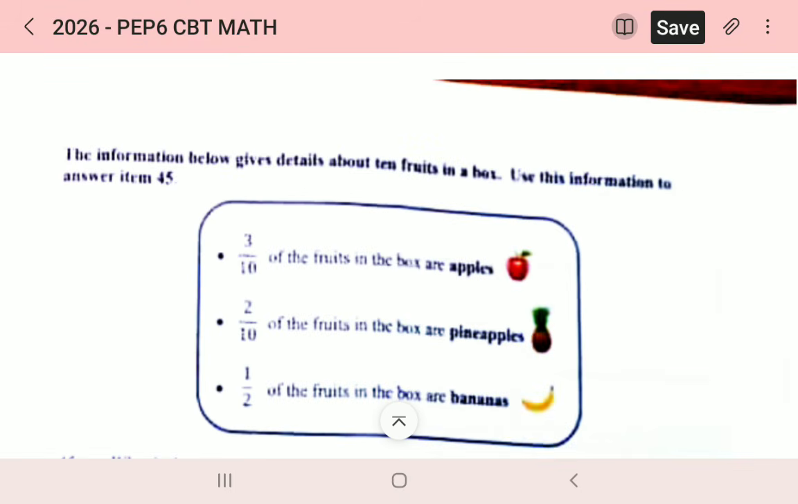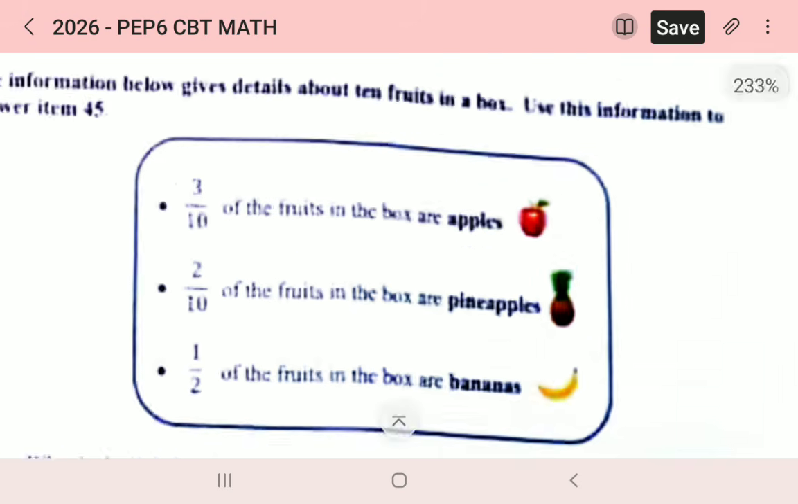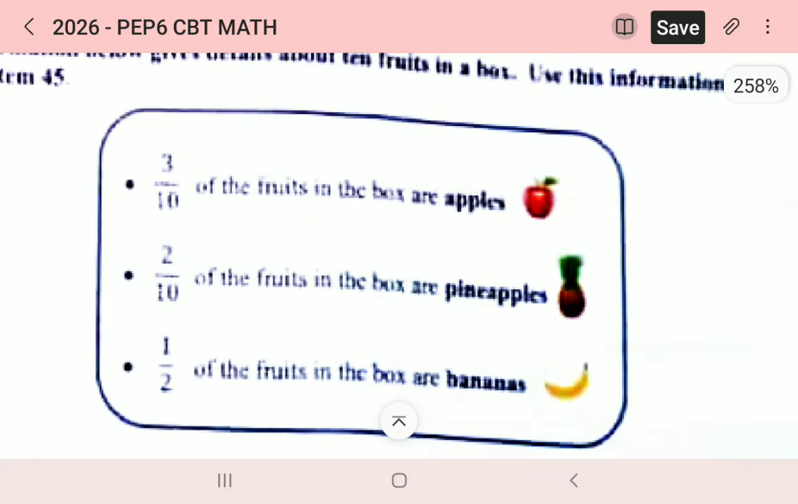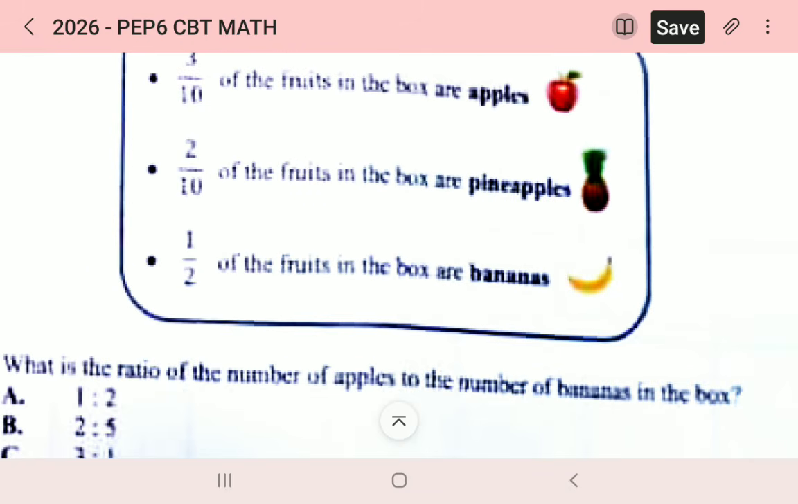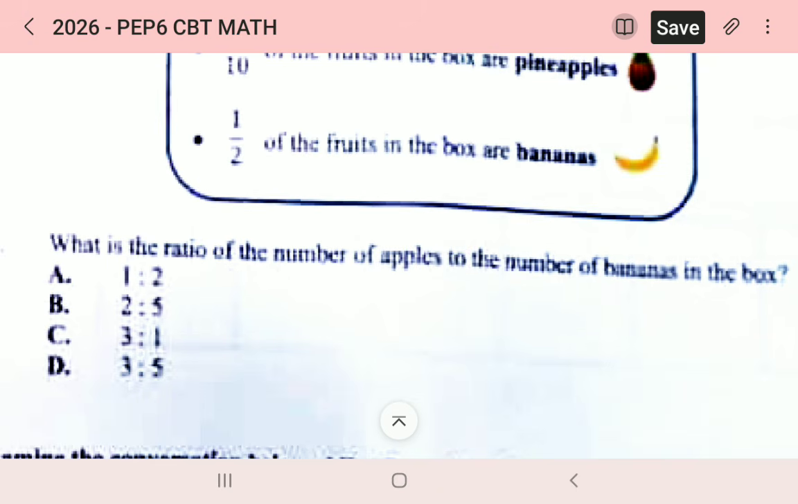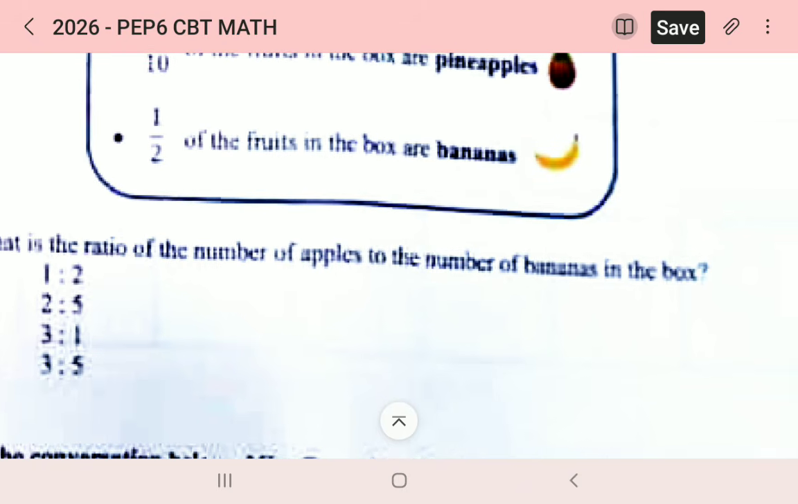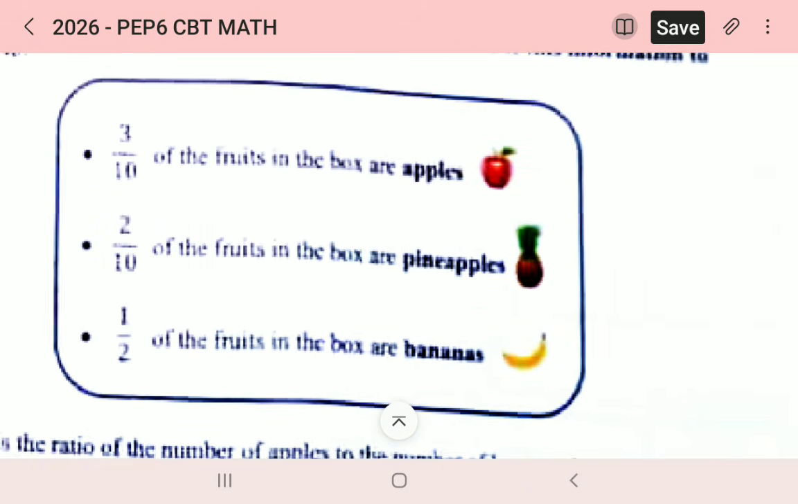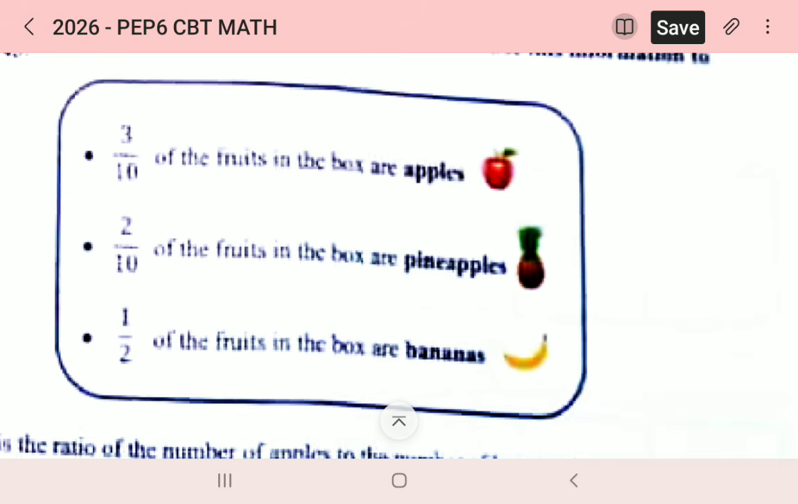All right, the information below gives details about 10 fruits in a box. Use this information to answer item 45. So 3/10 of the fruit in the box are apples, 2/10 would be pineapples, and 1/2 bananas. What is the ratio of the number of apples to the number of bananas in the box? All right, so apples to bananas. Apple is 3, banana is 1/2.